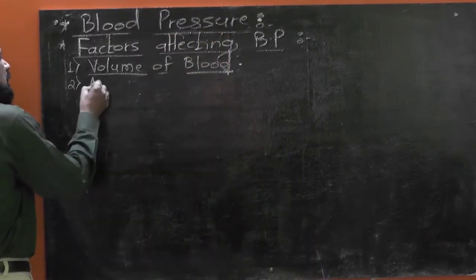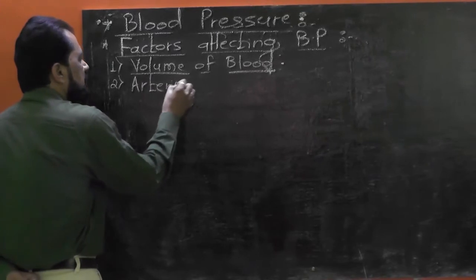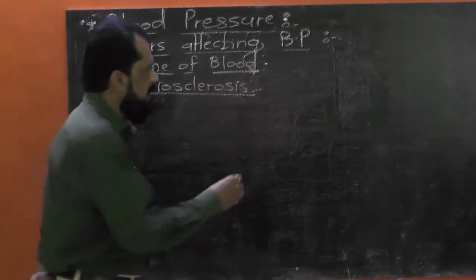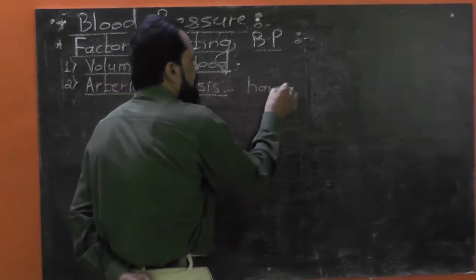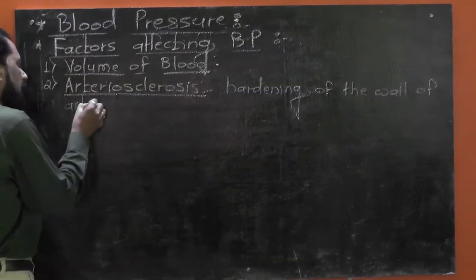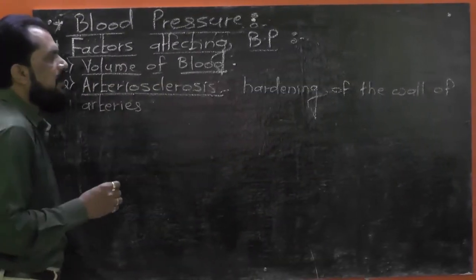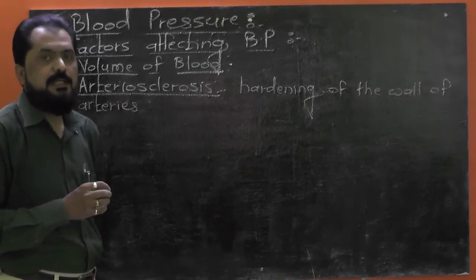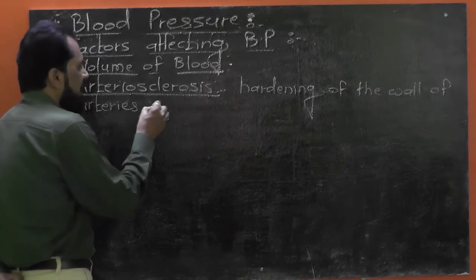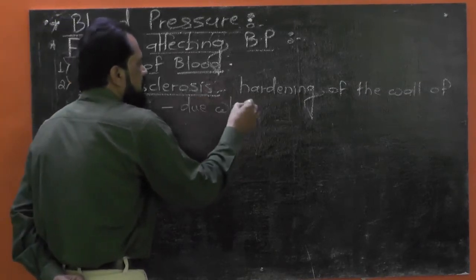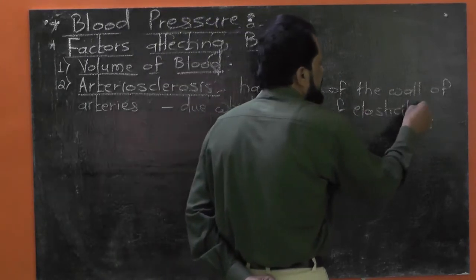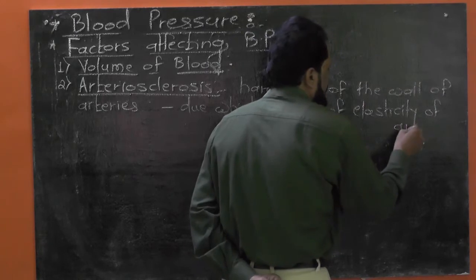Second, arteriosclerosis. Arteriosclerosis means the hardening of the wall of arteries and arterioles, due to which there is loss of elasticity, the elastic nature of arteries.